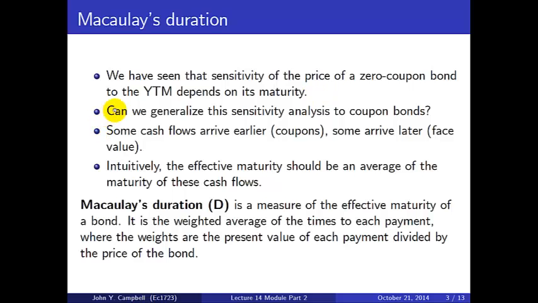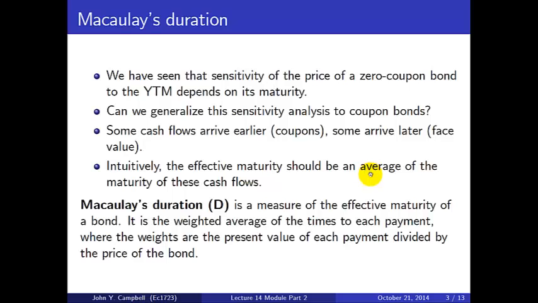Now what we'd like to do is generalize this sensitivity analysis to cover coupon bonds. Remember, with a coupon bond, some cash flows arrive earlier, these are the coupons, and some arrive later. There's a final coupon and then the face value. So intuitively, you would think that the effective maturity of this bond is some kind of average of the maturity of these cash flows. In other words, it's an average of the lengths of time until each of these cash flows is paid. The question would be then, how do we form this average?